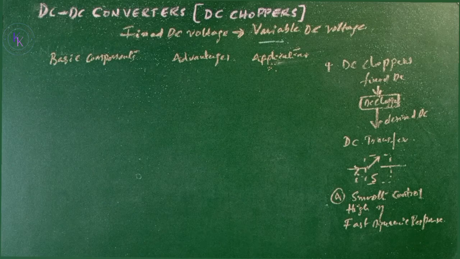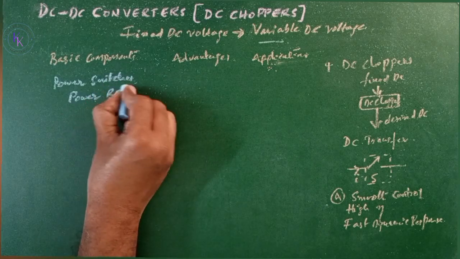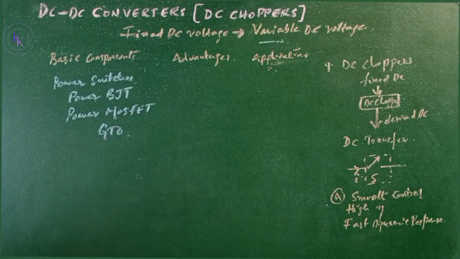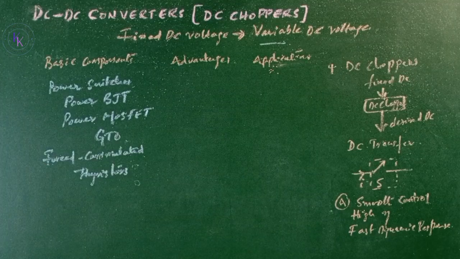DC choppers use power switches and diodes for the requirement of chopped output voltage. Power switches: power BJT, power MOSFET, GTOs, and self-commutated thyristors. The switch has zero resistance in its on state and infinite resistance in its off state. Switches open and close instantaneously irrespective of the current flowing through them. And the diodes have zero threshold voltage, zero forward resistance and infinite reverse resistance.